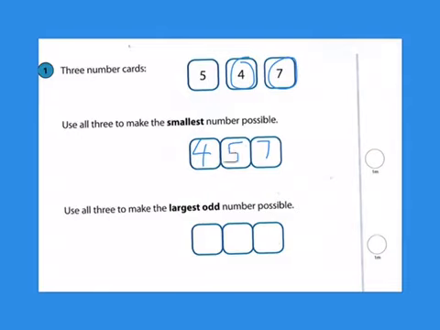Next one, use all three to make the largest odd number. So the odd numbers are 5 and 7. We want a large number this time, so the odd number that's the biggest needs to go in the highest value, which is the hundreds column. And it still needs to be an odd number, so the 5 has to go in the units, because that's the only other odd number. And that leaves the 4 in the middle there.